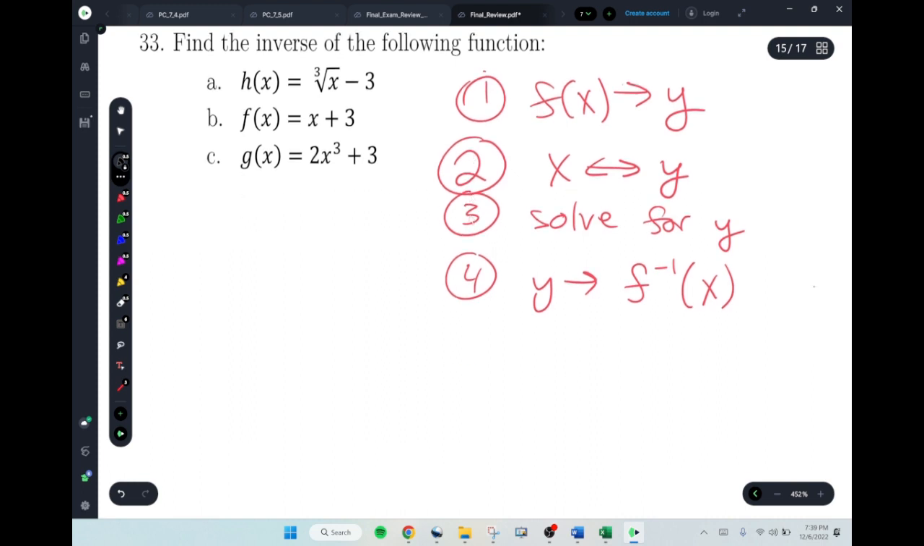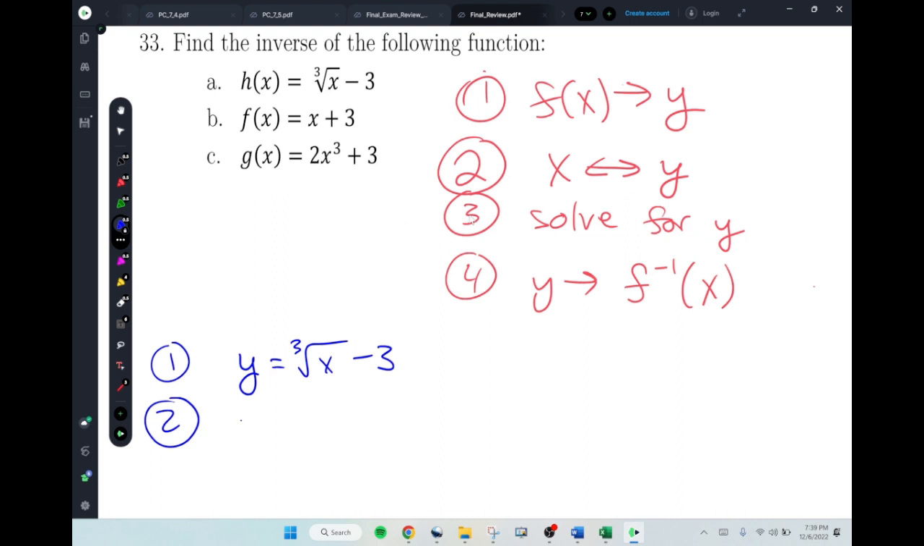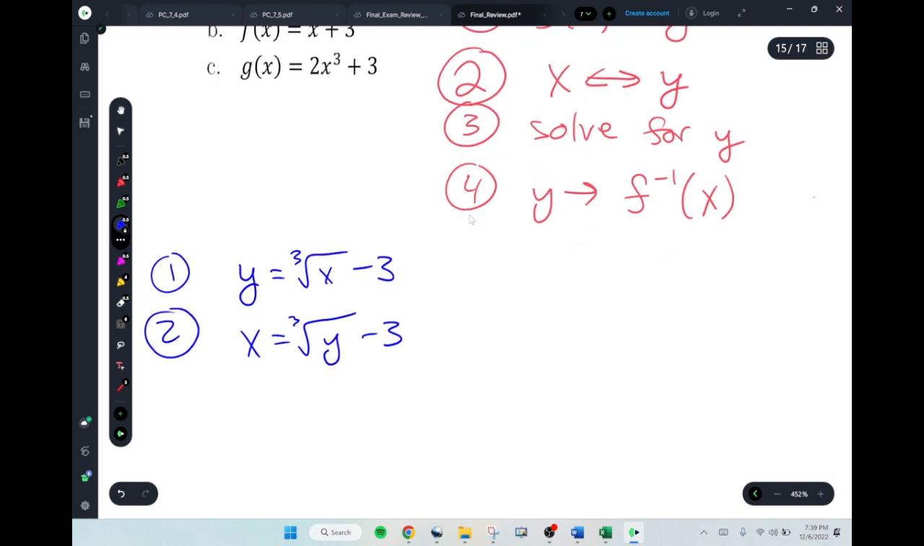So, step 1 for part A would be y equals cube root of 3x minus 3. Step 2 would be swap them straight up. x equals cube root of 3y minus 3. Step 3. Everybody got a hankering on which of those two things to move first? Plus 3, plus 3. x plus 3 equals cube root of y.